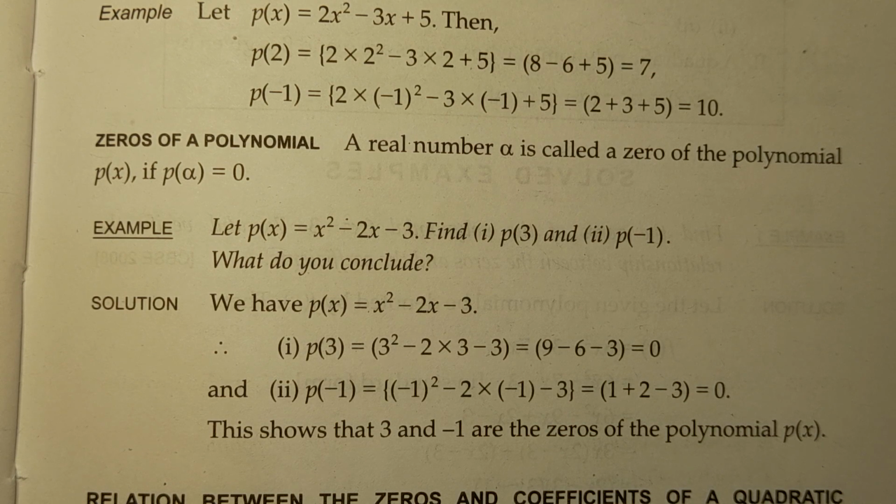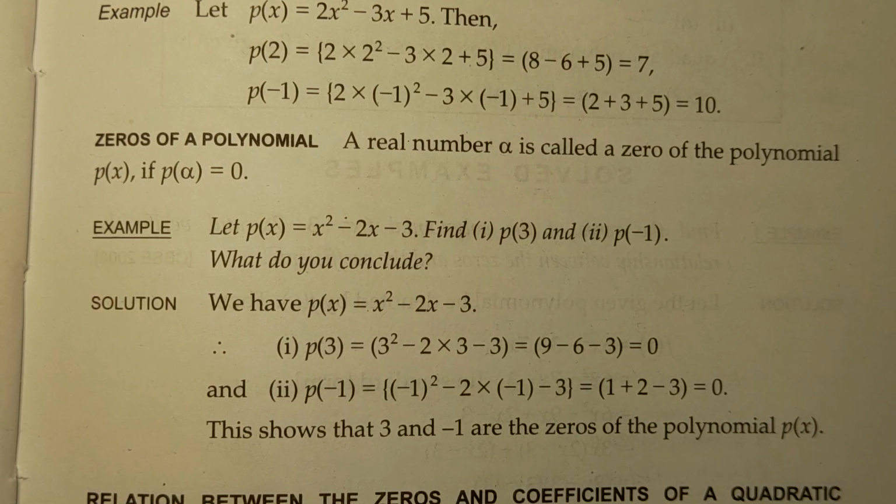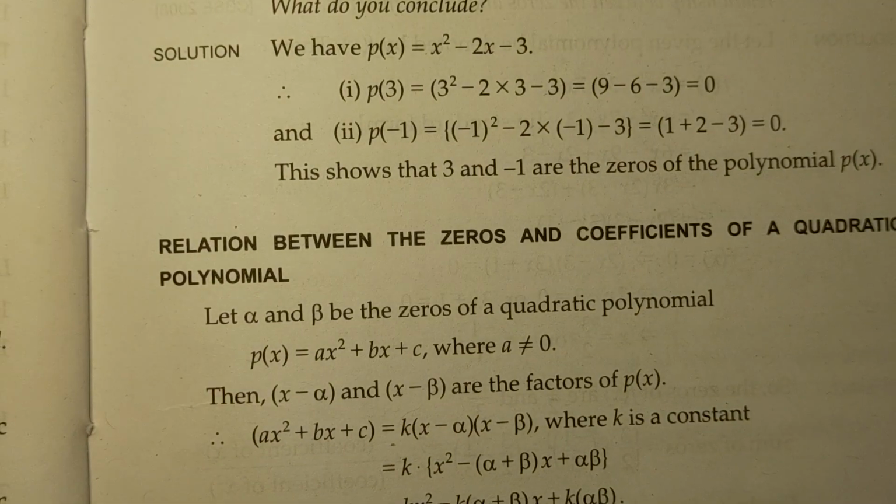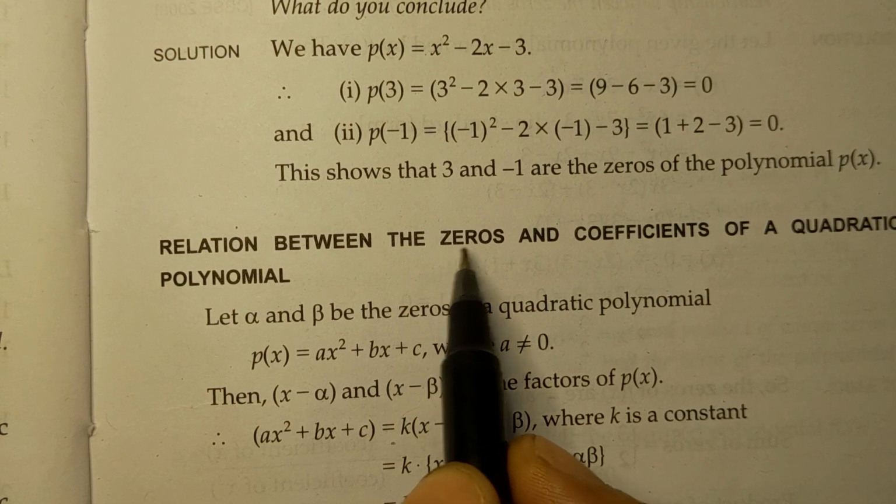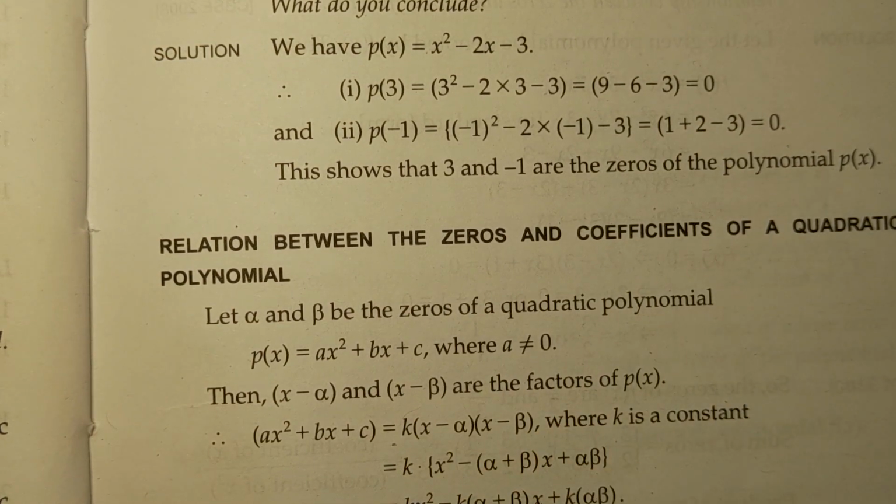Now the most important part of this chapter is the relationship between the zeros and the coefficients, that is, the relation between the zeros and the coefficients of a quadratic polynomial.